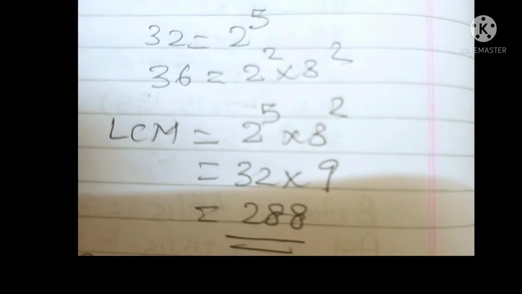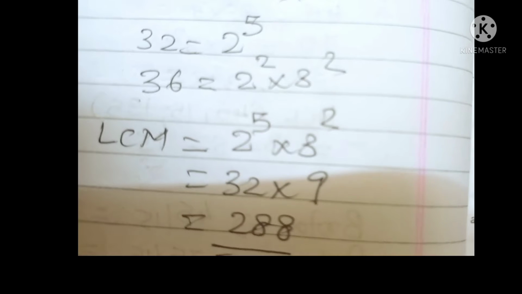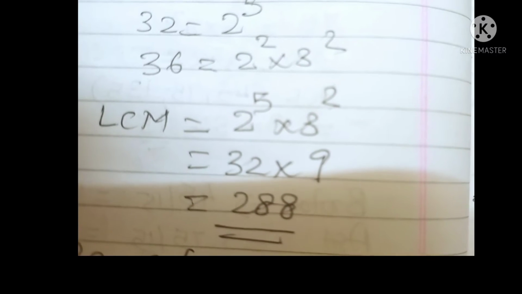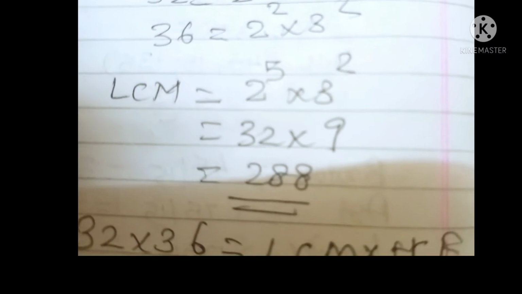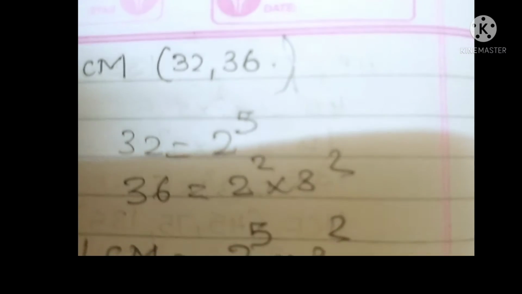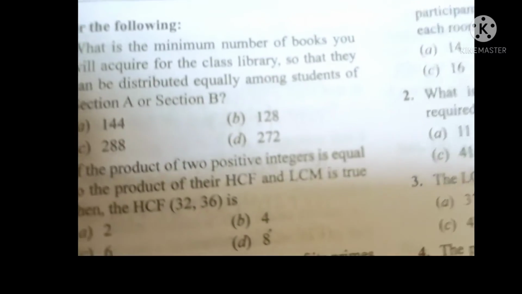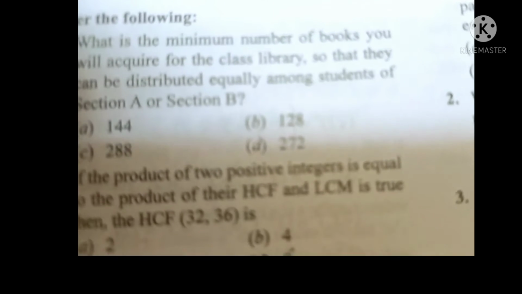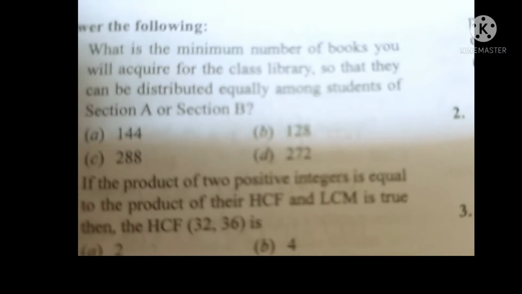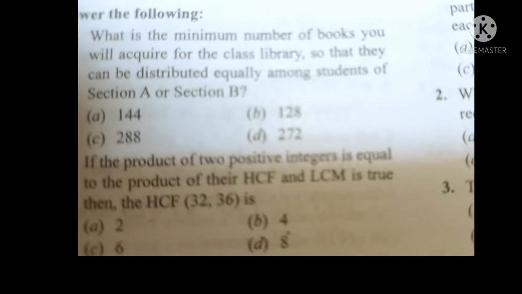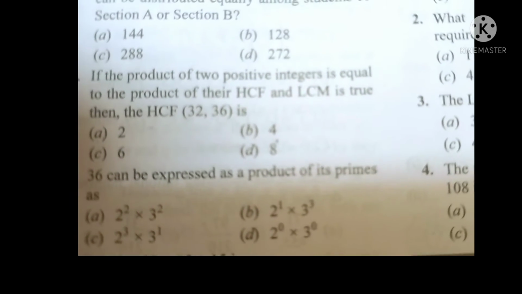Then what is the LCM? We want to write the highest power of 2, that is 2 raised to 5, and the highest power of 3, which is 3 square. Then 32 into 9, that is 288. That is, the LCM of 32 and 36 is 288. So option C is the correct one. So from this we can say that the minimum number of books required is 288. Then look into the second question.